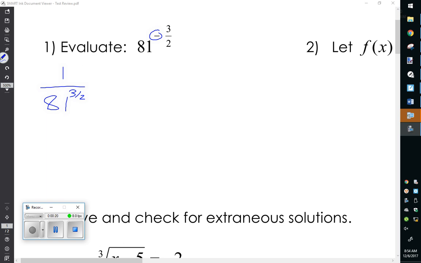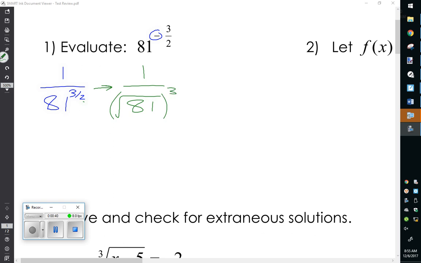You can technically now do that in your calculator and just figure out what 81 to the 3/2 is. I'll show you that here in a second. But what this means is 1 over 81. Since it's a fractional exponent, that 2 on the bottom is the root. It means it's a square root. And then you are taking that number and raising it to the 3rd power.